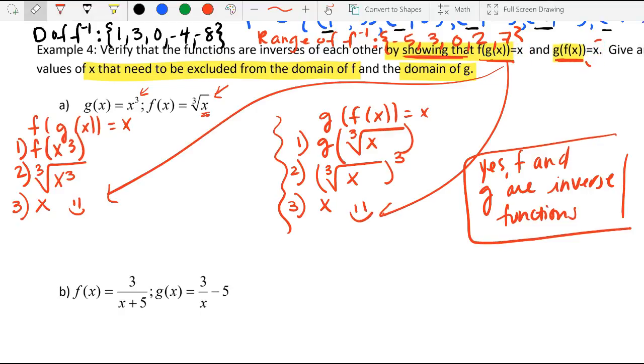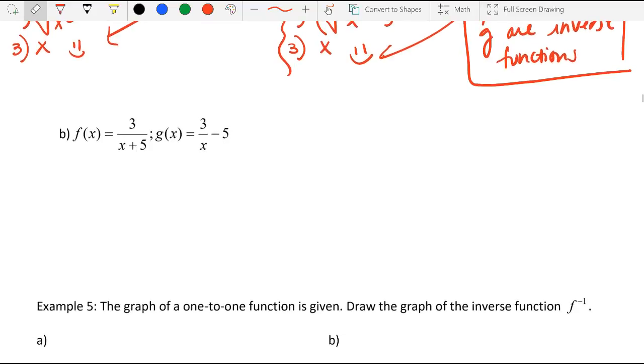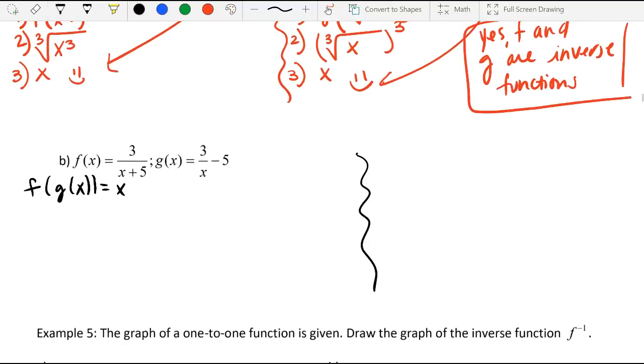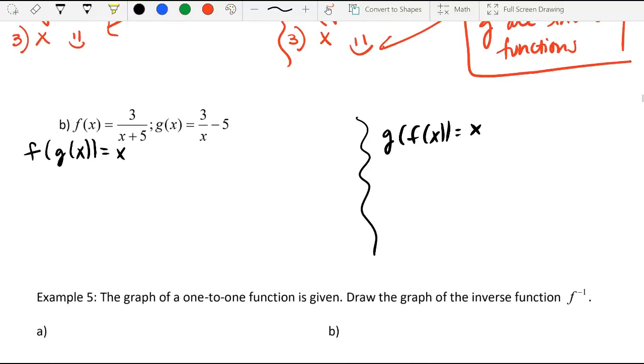So we're going to do exactly the same way. Here we go. I'm going to break this up. Over here, we will compose f of g of x to see if it comes out to be x. That's our goal really. And over here, we will compose g of f of x to see if it comes out to be x. All right. What I'm going to do is I'm going to do this side.